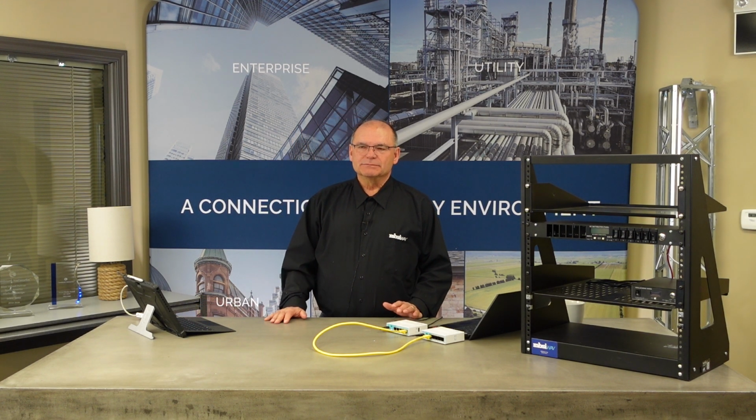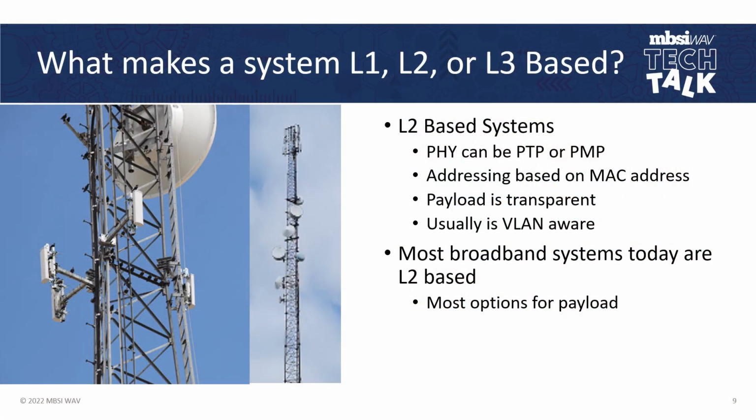Layer 2 based systems have addressing based on a MAC address. The payload is transparent. And we typically identify these systems as being VLAN aware because, of course, the VLAN tag is an important part of the Ethernet tag, which we saw before. Most broadband systems today are layer 2 based and have various options for the payload that is carried in that Ethernet frame.